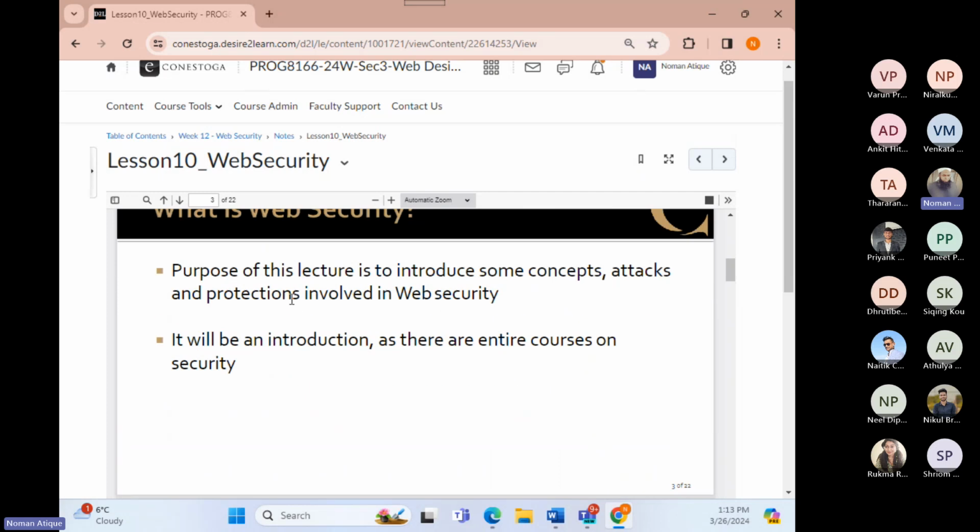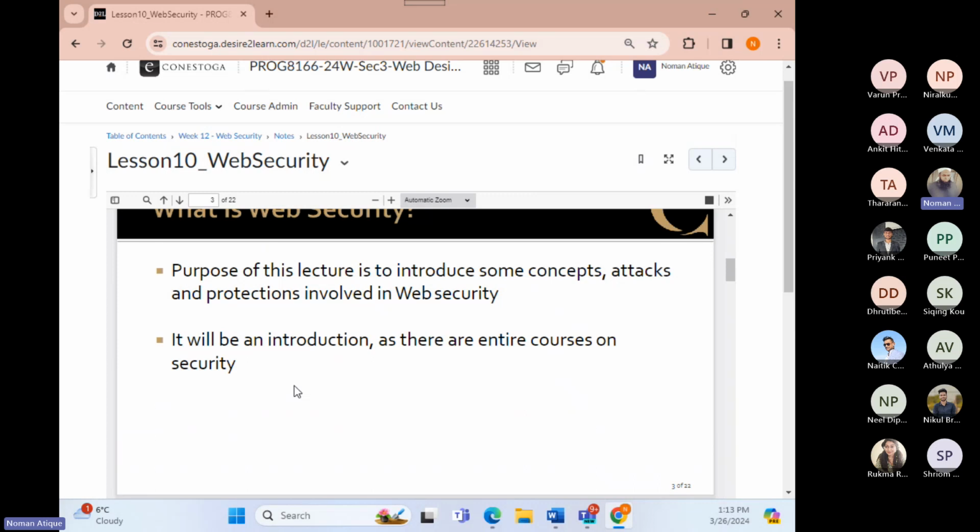So what is web security? The purpose of this lecture is to introduce some concepts, attacks, and protections involved in web security. It will be an introduction, as there are entire courses on security. Security is huge, and by the way, you might know that cybersecurity is a very booming career right now. Some of you might have read about it, and it's an area where you will find a lot of opportunities in the market these days.